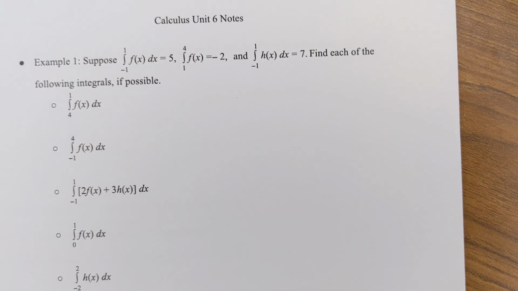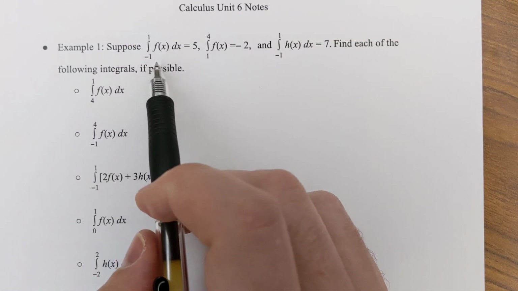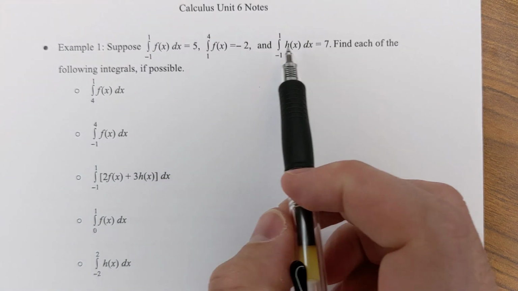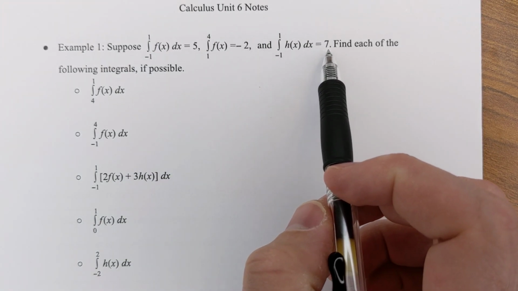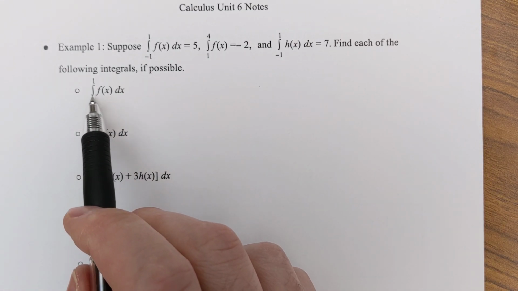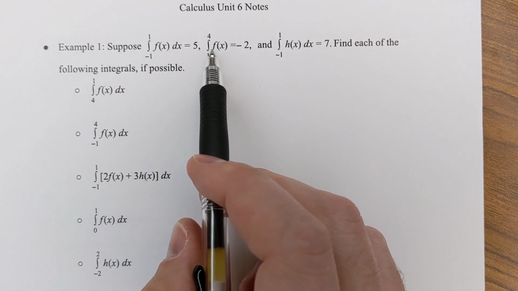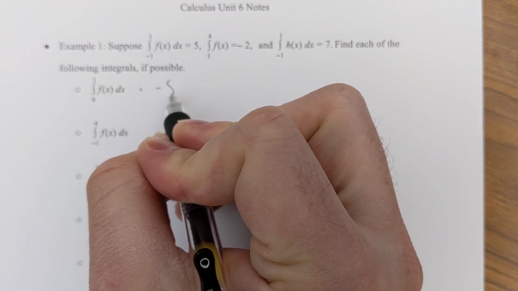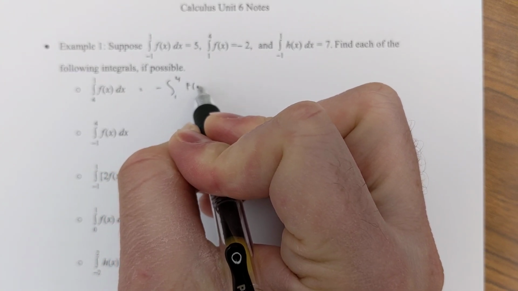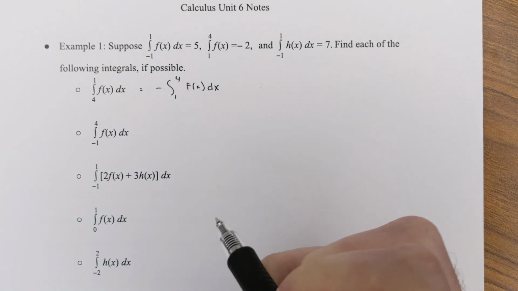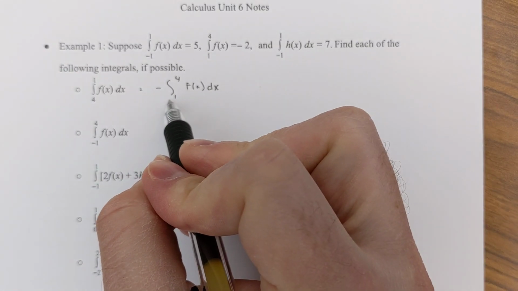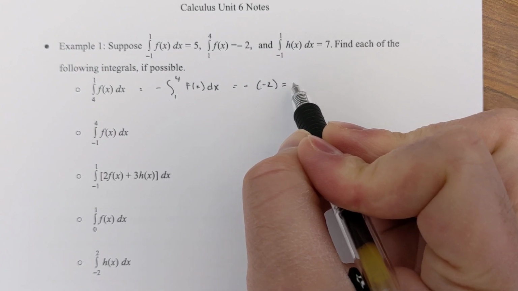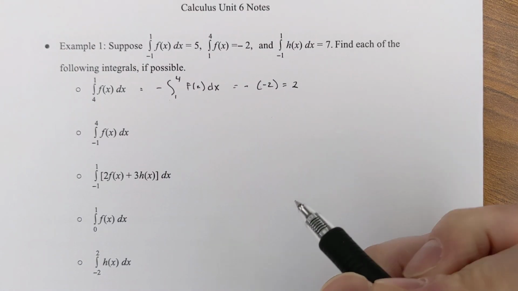Okay, so example 1. It gives us, suppose the integral of f of x from -1 to 1 is 5, the integral of f of x from 1 to 4 is -2, and the integral of h of x from -1 to 1 is 7. Find each of the following. So f of x from 4 to 1. That's this one, but reversed. I don't know 4 to 1, but I do know 1 to 4. But if I reverse the bounds, I just have to drop a negative sign out front. This is known from 1 to 4, so this is negative, and then the integral itself is -2, so the whole thing is just +2.